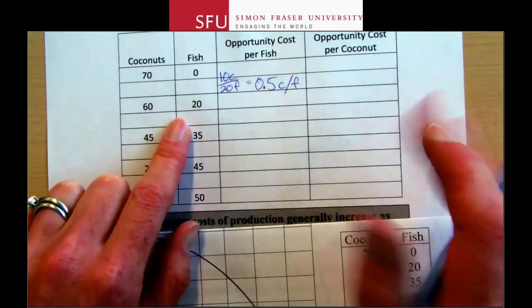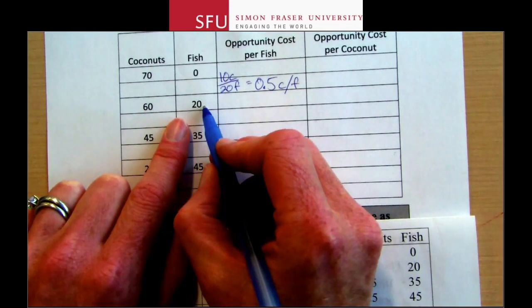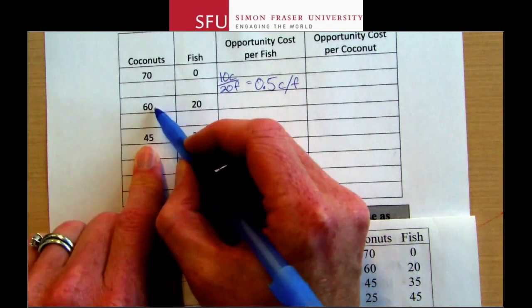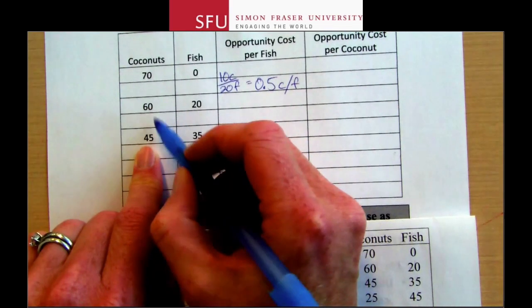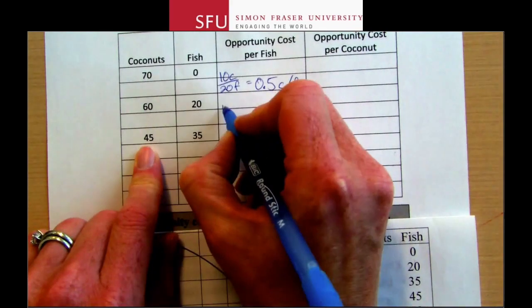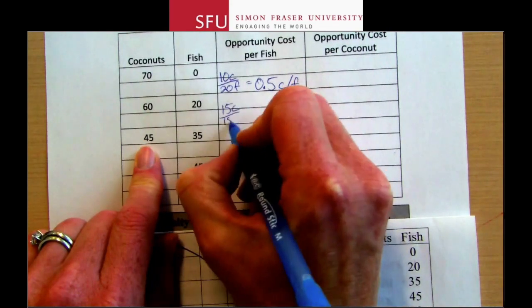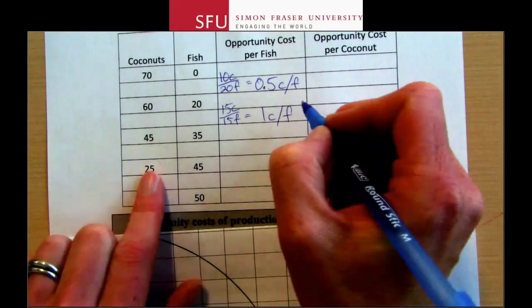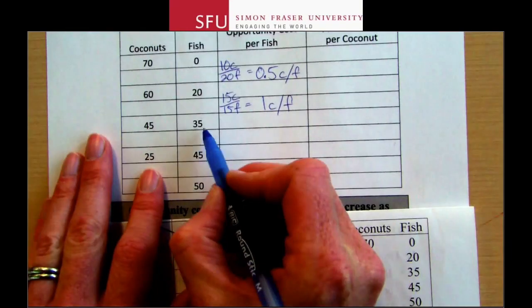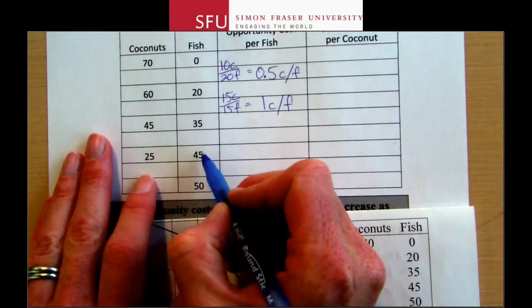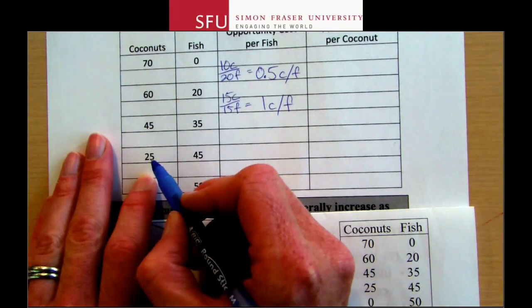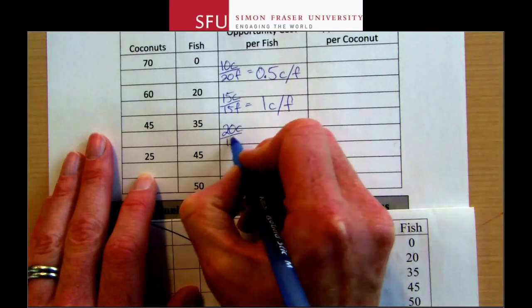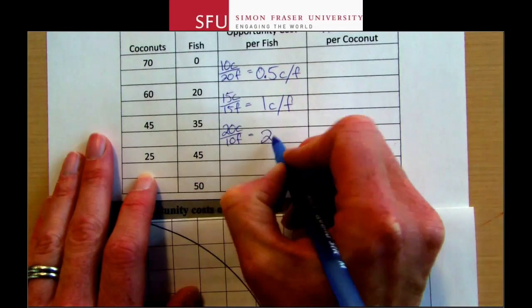Next one, going from here to here, they would get 15 more fish. They would have to give up 15 coconuts, 60 to 45. So that would be 15 coconuts given up for 15 fish, or 1 coconut per fish. Okay, then next one, you get 10 more fish, 45 to 25 for coconuts though, so they would give up 20 coconuts. So 20 coconuts over 10 fish, or 2 coconuts per fish.